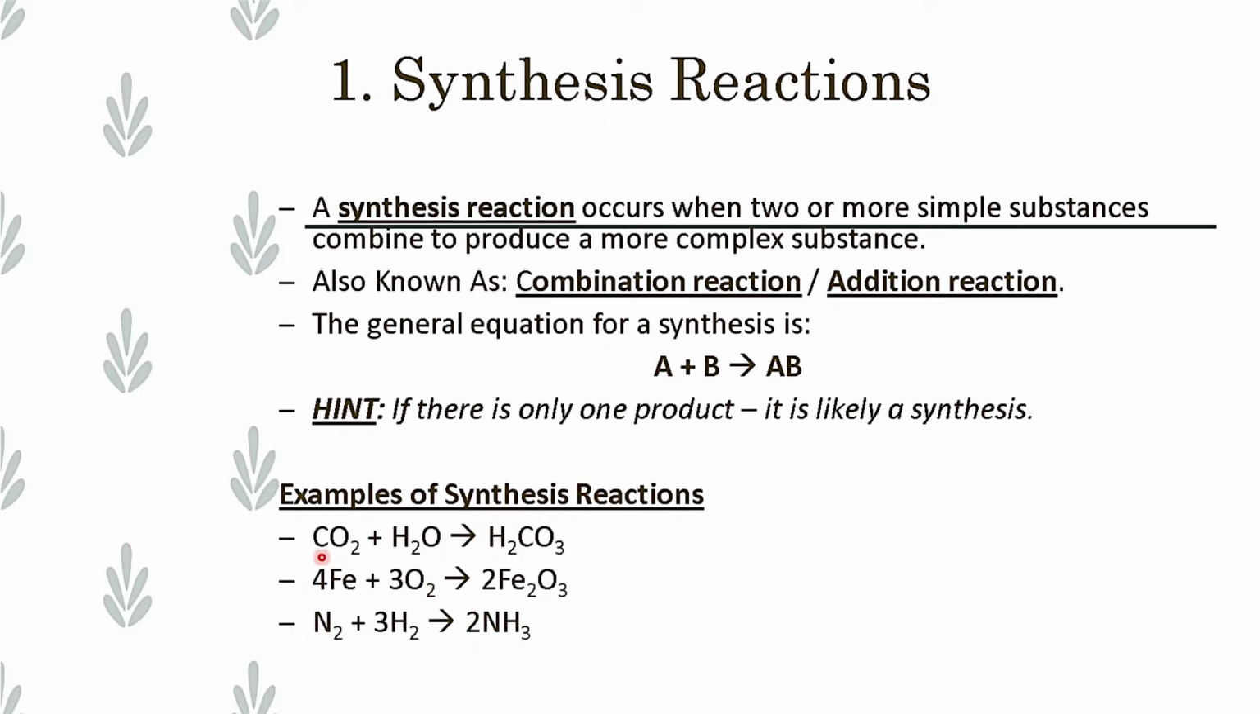In first example, carbon dioxide is reacting with water and forming H2CO3, which is known as carbonic acid. This is one complex product forming. In next example, iron is reacting with oxygen and forming iron oxide, one complex product again. In third example, nitrogen is reacting with hydrogen gas and forming ammonia gas, which is another complex product. So, in this way, you can identify any synthesis reaction, that there will be one complex product.